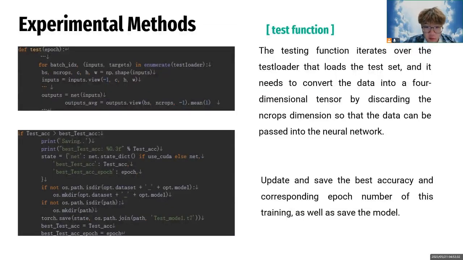The difference between the test function and the training function is that the test function iterates over the test loader loaded with the test set. The test function needs to first convert the data into a four-dimensional tensor, for example, discard the uncropped dimension so that the data can be fed into the neural network.